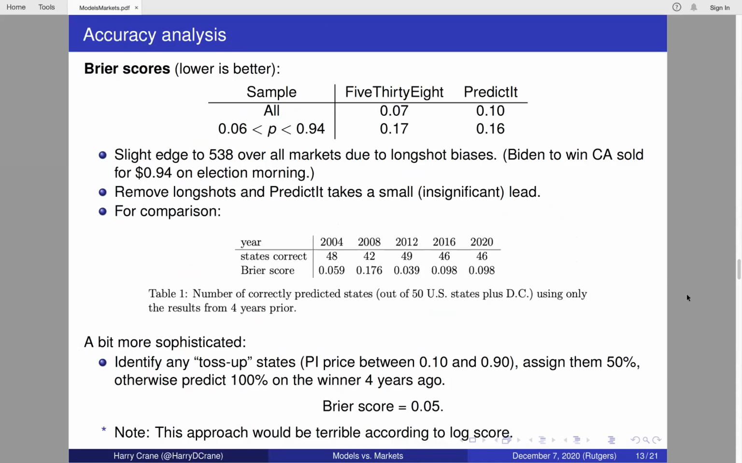I'm going to predict him to win those, and I'm going to predict Biden to win all of the states that Clinton won in 2016. If I were to do that, and I were to just assign 100% probability to those outcomes, then how many states would I get correct in a given year?